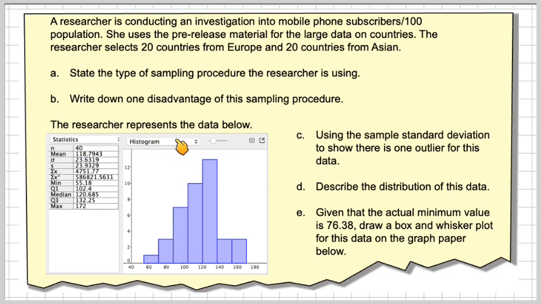The researcher represents the data below, so we have a histogram and we have the statistics here. Using the sample standard deviation, show there is one outlier for this data. Describe the distribution of this data, and given that the actual minimum value is 76.38, draw a box and whisker plot for this data on the graph paper below.